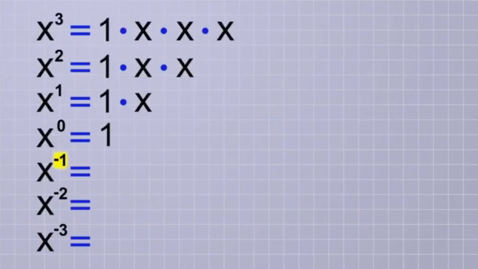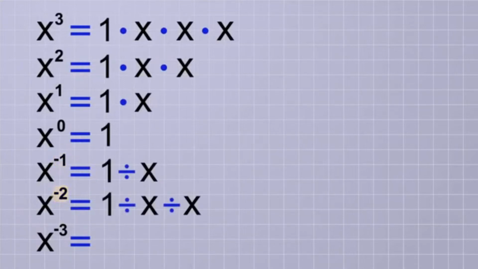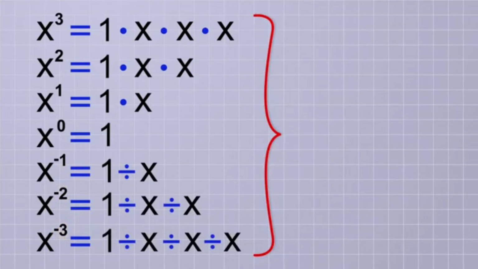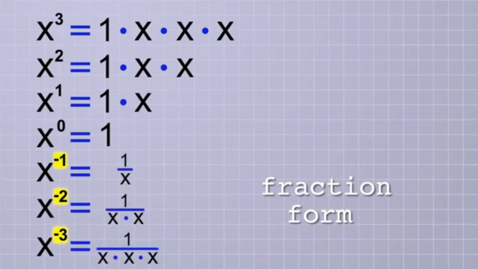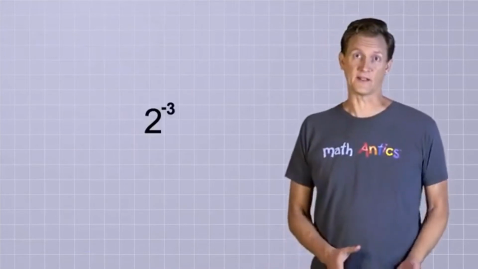X to the -1 would be 1 divided by x. X to the -2 would be 1 divided by x divided by x. X to the -3 would be 1 divided by x divided by x divided by x, and so on. Seeing it like this makes the pattern clear, but mathematicians prefer to express negative exponents in fraction form, where 1 is divided by the same number of x's multiplied together. But since those multiplied x's are all on the bottom of the fraction, you're actually dividing by all of them. Here's an example that will help you see that that's true.